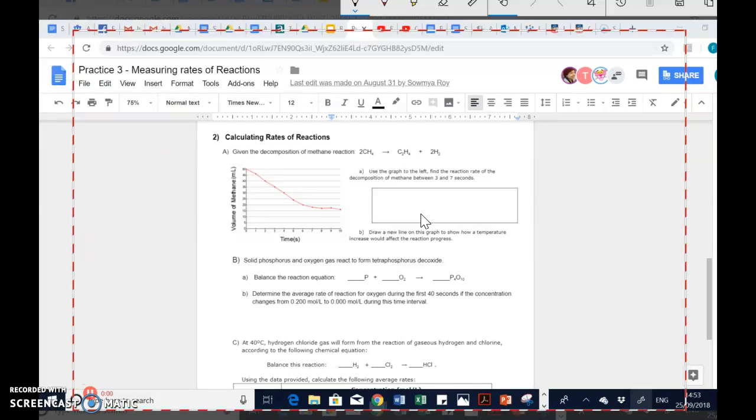I'm just going to go through the one we did on the board today, but see if we can do it a bit slower in case you want to review it again. So, we want to use this graph on the left to find the reaction rate of the decomposition of methane between 3 and 7 seconds.